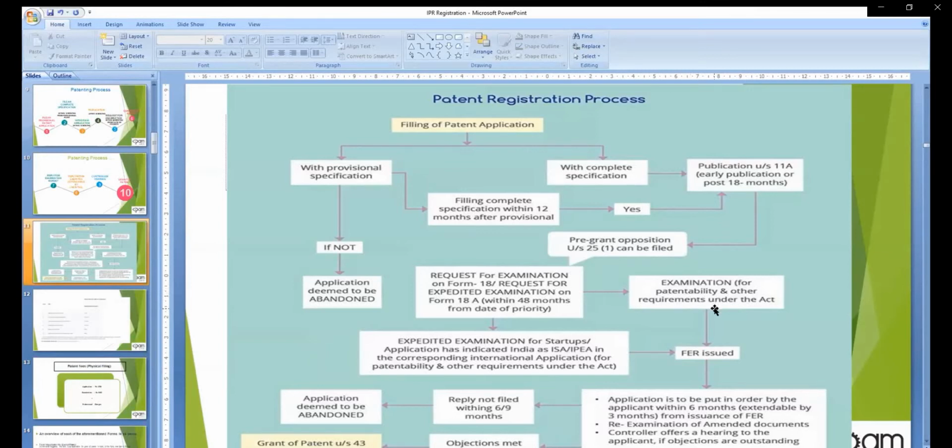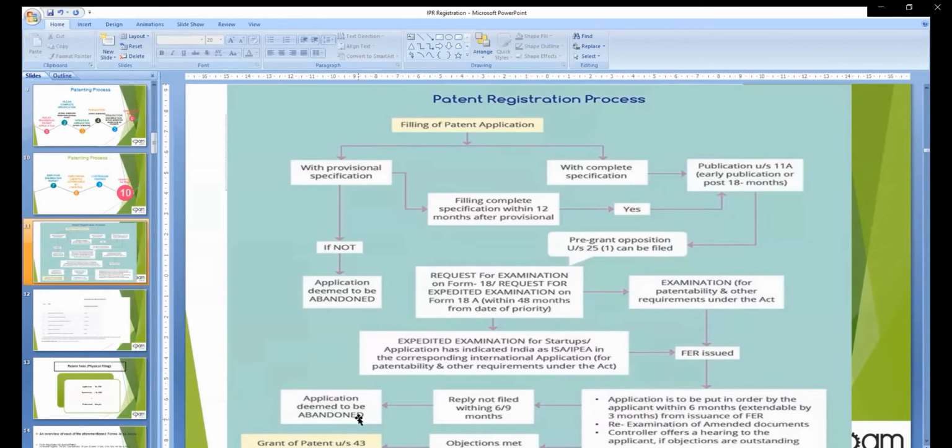After examination, patentability is assessed, and thereafter the FER, the first examination report, is issued, and the reply to that has to be made within 3 to 6 months. Failing to reply to the FER, the application gets abandoned. But once the objections are addressed and the reply has been made, the patent is granted and published in the official patent journal gazette.